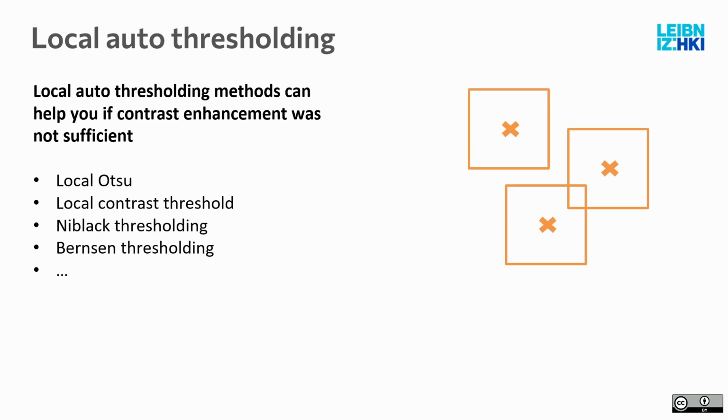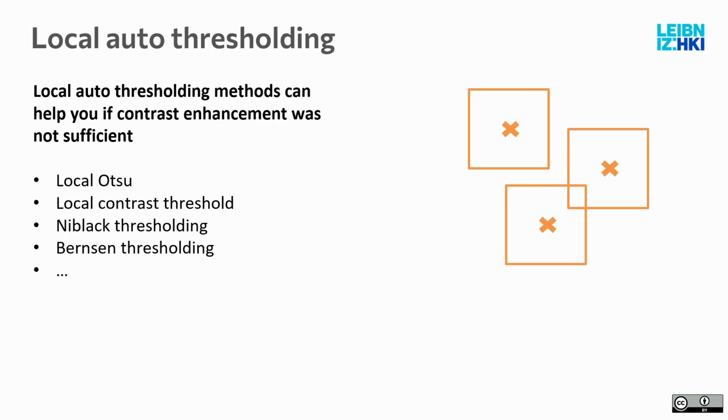There are also variants for local thresholding as well. Straightforward would be like local Otsu, or local contrast threshold, or local whatever. This basically goes through each window, then calculates the threshold for Otsu, for example, in this local window. And this is the one threshold for this pixel, and it repeats everything for all the pixels, just as before.